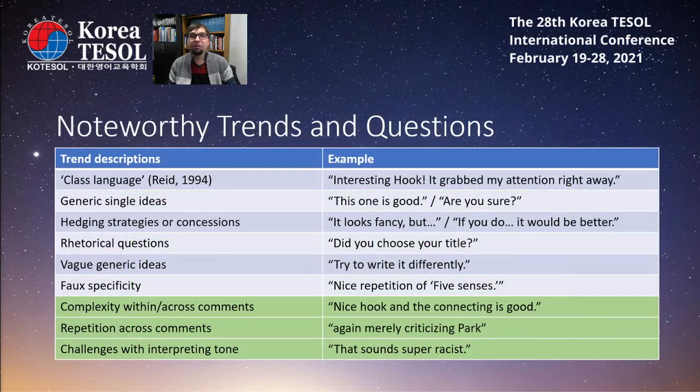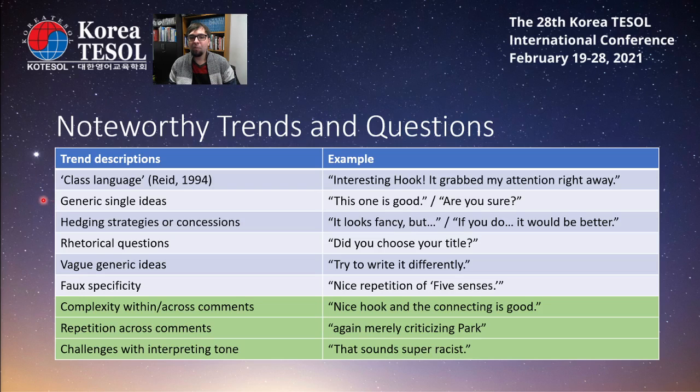So here are some of the noteworthy trends I'd like to point out that I observed across all of these papers and their response. One thing that I was seeing was a lot of class language. Class language is the idea that students are mimicking or echoing some of the language that they have learned in the class from the instructor, etc. So something like, interesting hook, it grabbed my attention right away, shows some class language because the instructor would have explained that hooks are interesting when they grab your attention.